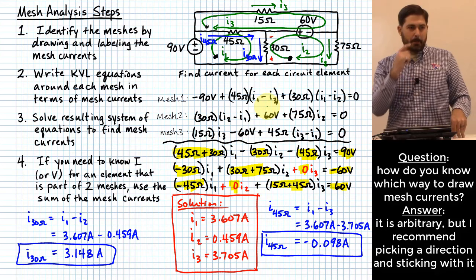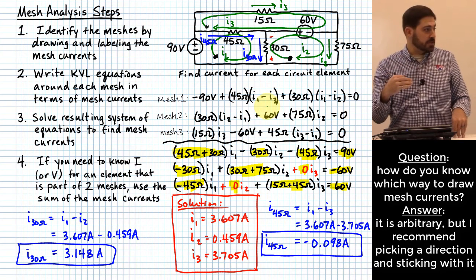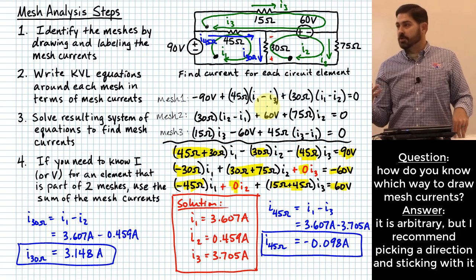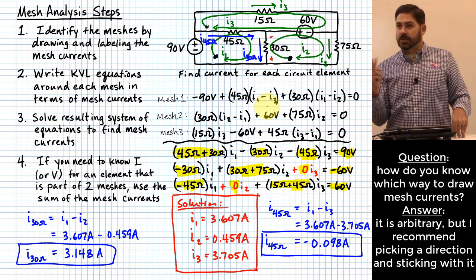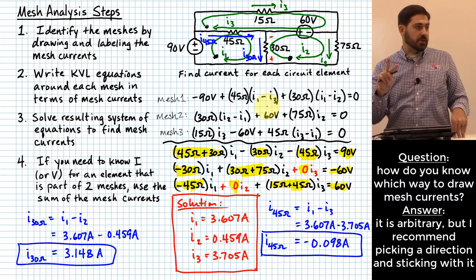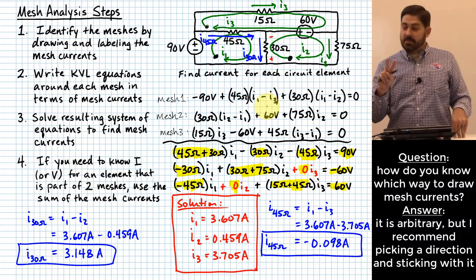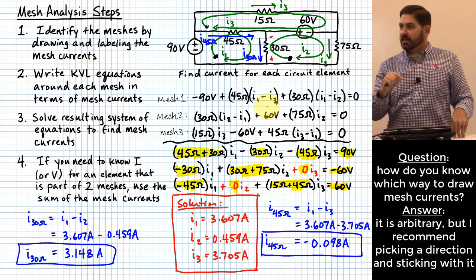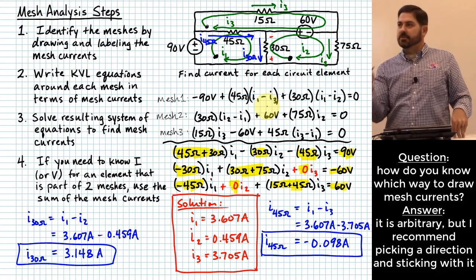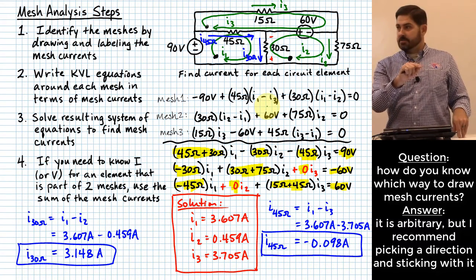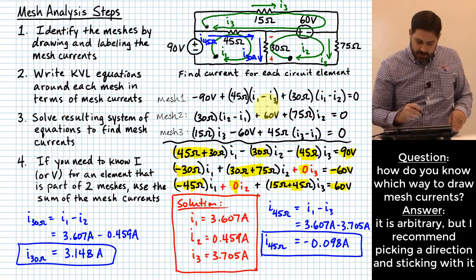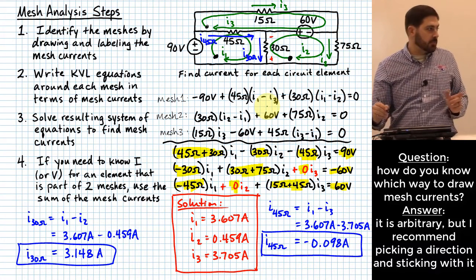Does that make sense? So that's how I'm going to do all my examples here, but it's a good idea to emphasize that it is arbitrary. You can decide to flip the direction of your mesh currents, and the only thing that means is that when you finally solve for them, your positives and negatives are going to be with respect to whatever you had them assumed as. Does that make sense? Okay, good question. Other questions before we move to the next example?